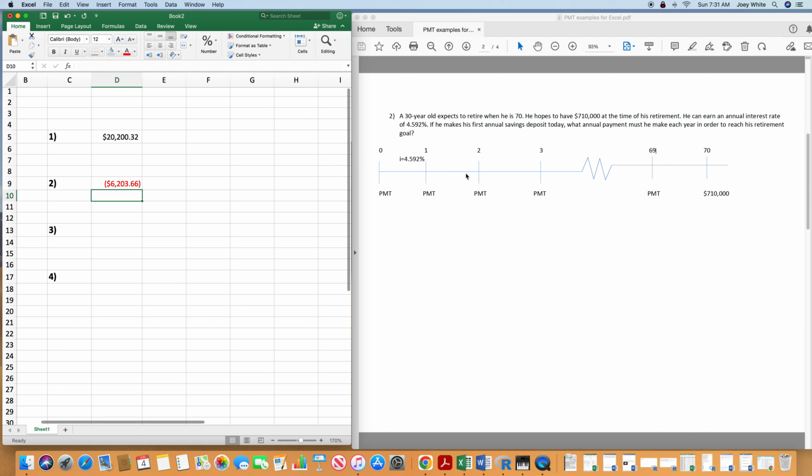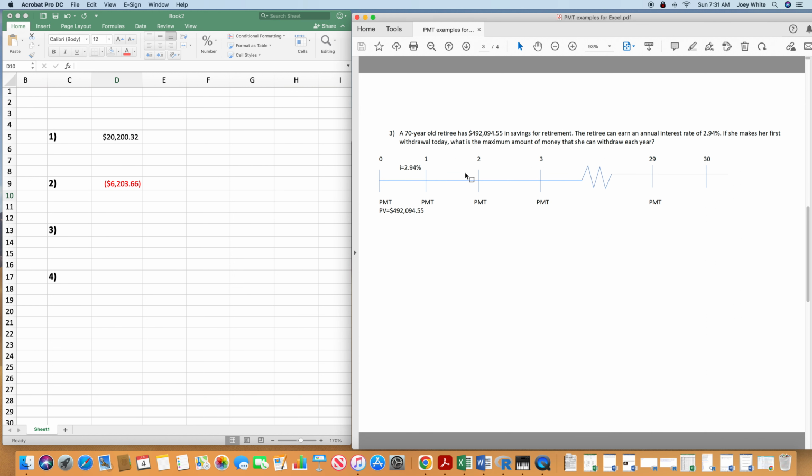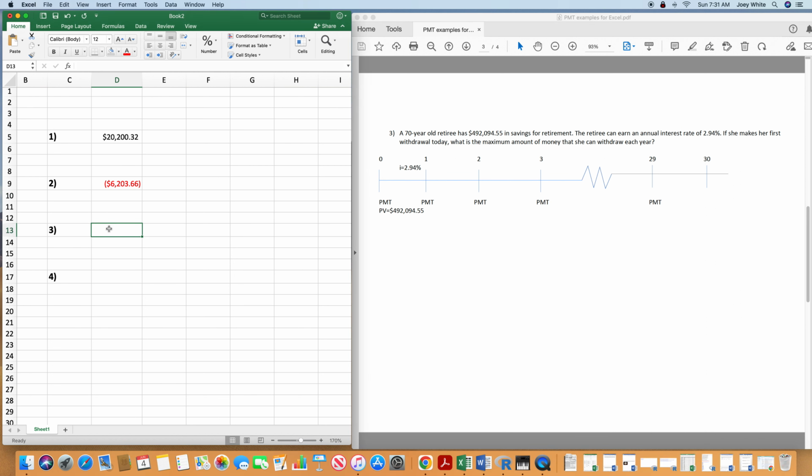All right, moving on. A 70-year-old retiree has $492,094.55 in savings for retirement. The retiree can earn an annual interest rate of 2.94% if she makes her first withdrawal today. What is the maximum amount of money that she can withdraw each year? So you notice this is kind of like a similar problem we had before, except we're solving for the payment, not the present value of those payments.